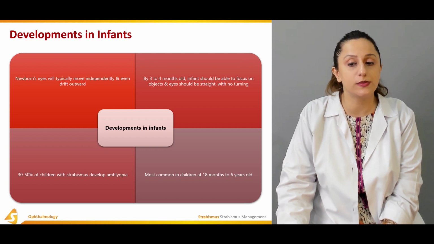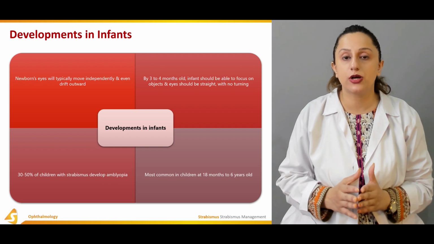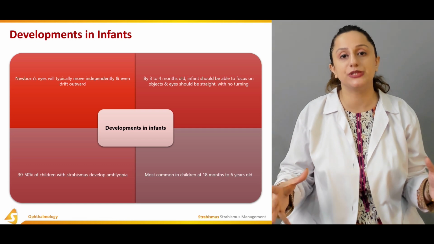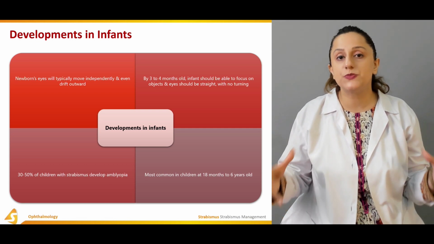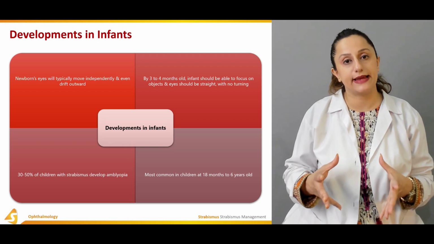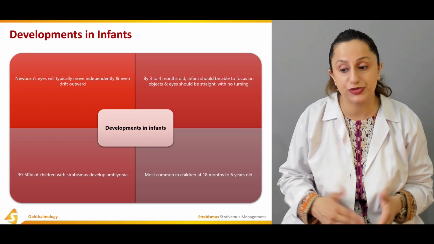So this is the most common time period. It can be treated during this time period. You can perform a lot of exercises. You can give multivitamins just to strengthen the muscles in these children. So these particular treatments are employed to treat these children correctly and just to avoid any occurrence of amblyopia in these children.